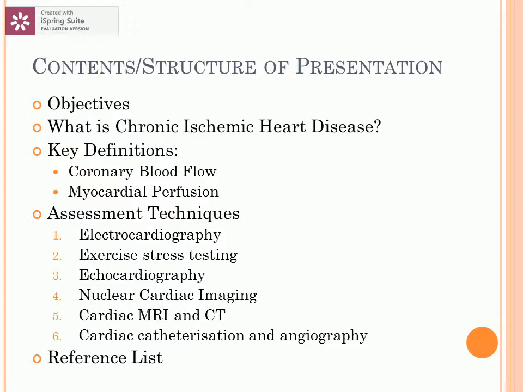So the contents and structure of the presentation. Firstly, we'll go over the objectives, what we want to achieve through this presentation. We'll define chronic ischemic heart disease, go over some key definitions, so coronary blood flow and myocardial perfusion, what they actually are, what do they mean, before we actually go into the techniques themselves. The assessment techniques, go through those, and for each one we'll highlight the role that they play in clinical assessment. And finally, the reference list.